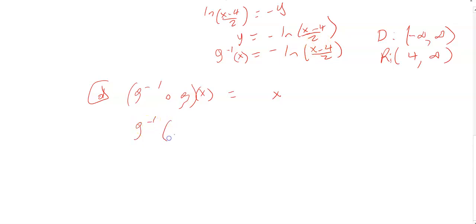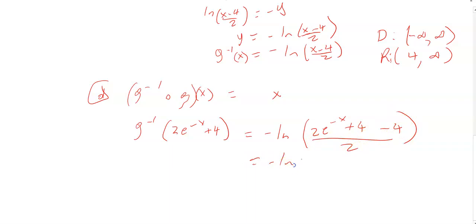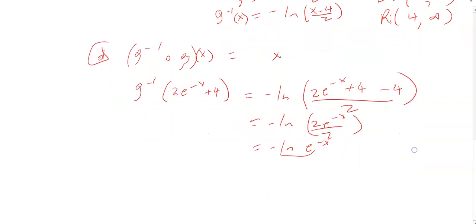So that's going to be the g inverse of 2e to the negative x plus 4. And so you plug in that for x. So it's going to be negative ln of 2e to the negative x plus 4, then minus 4, all over 2, and then do some algebra there, negative ln of 2e to the negative x over 2. And so that's going to be negative ln of e to the negative x. And so ln and e undo each other, so that's going to be negative of negative x. So that's going to be equal to positive x, and we are done.